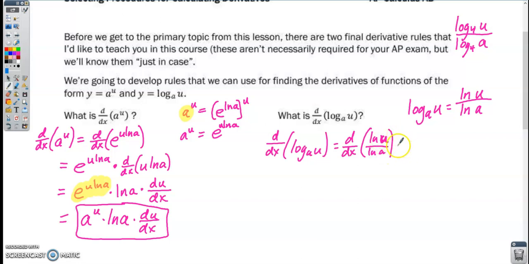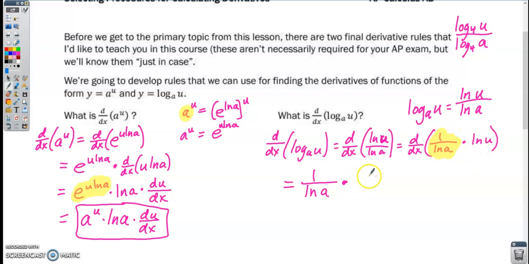And then I'm further going to split that down into the derivative of 1 over the natural log of a times the natural log of u. Now, again, since a is a constant, the natural logarithm of a is a constant, so 1 over log of a is a constant. And so when I take the derivative of this, I can apply the constant multiple rule. I've got my constant multiple times the derivative of the natural logarithm of u.